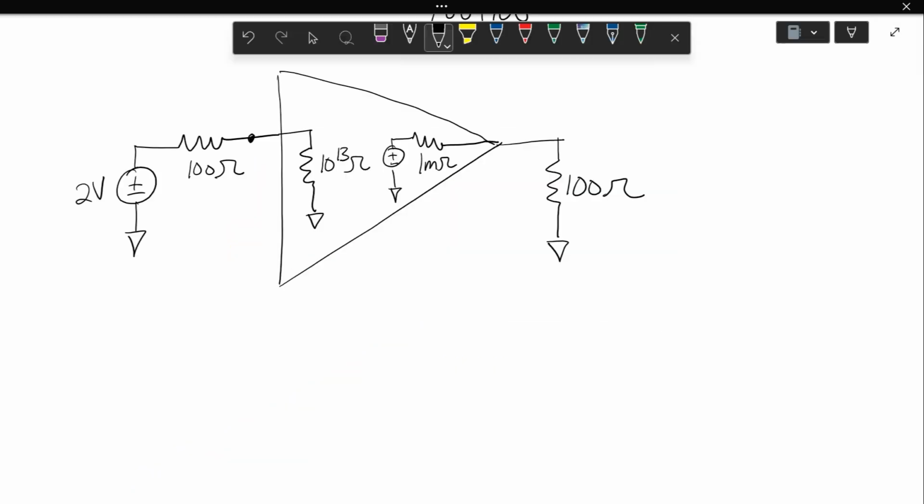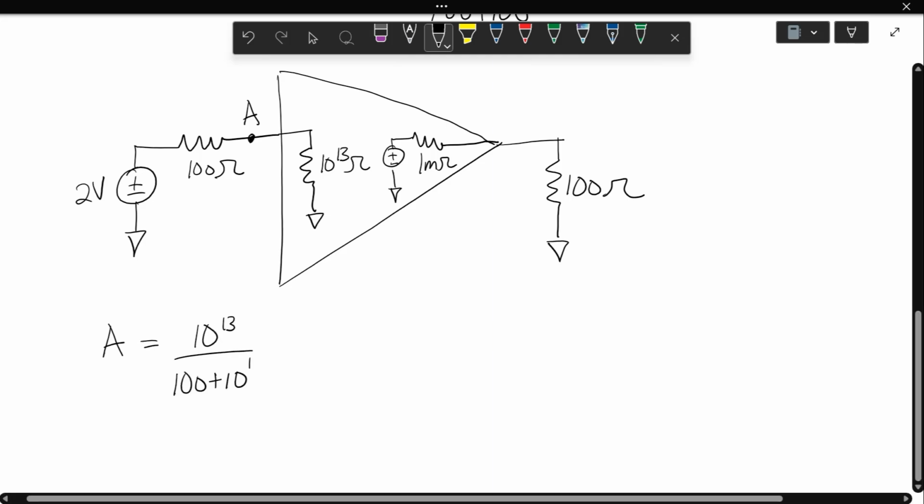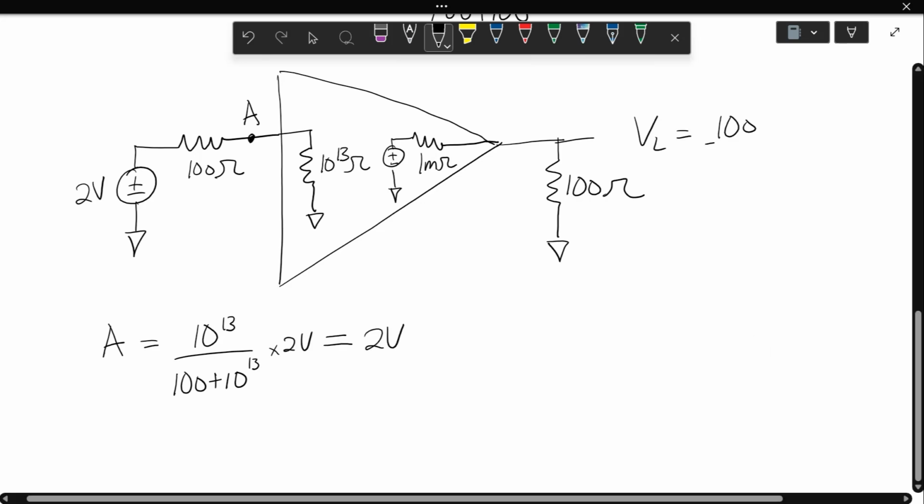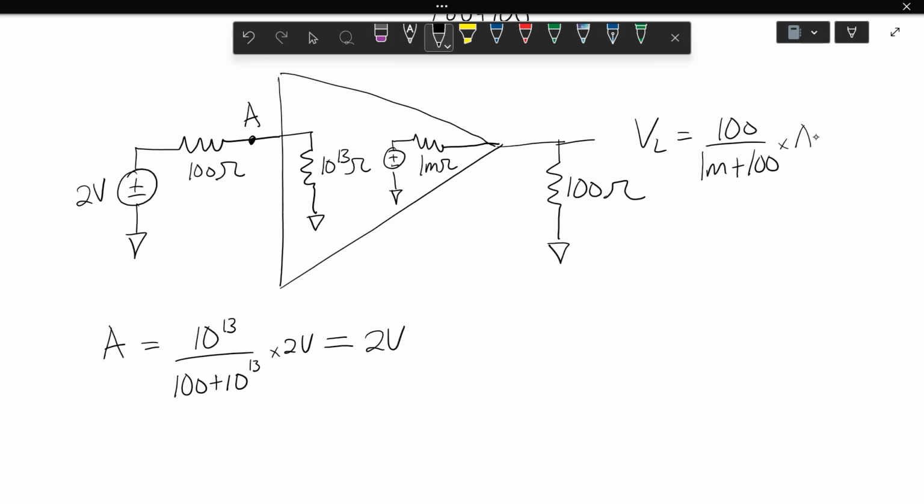Now let's do some calculations. At this point here, let's call it A, we have 10^13 divided by 100 plus 10^13, times 2. I mean, it's 2 volts. And at our output voltage here, we have 100 divided by 1 milli plus 100, times A, where A is 2 volts. So again, basically 2 volts with negligible error.